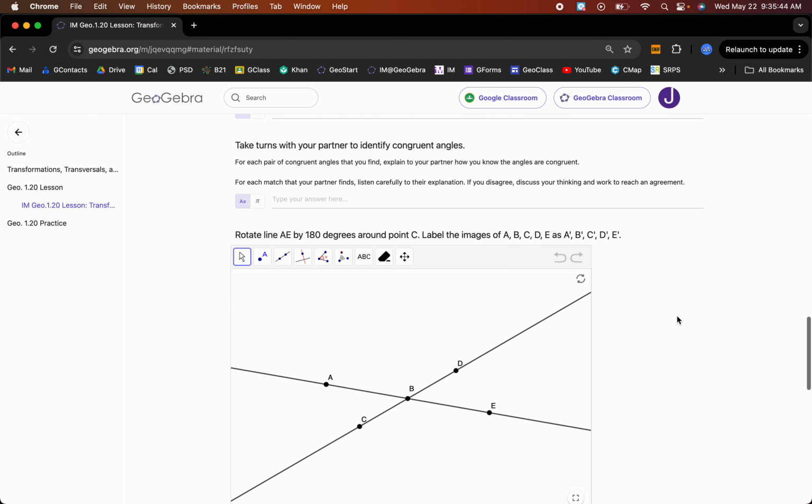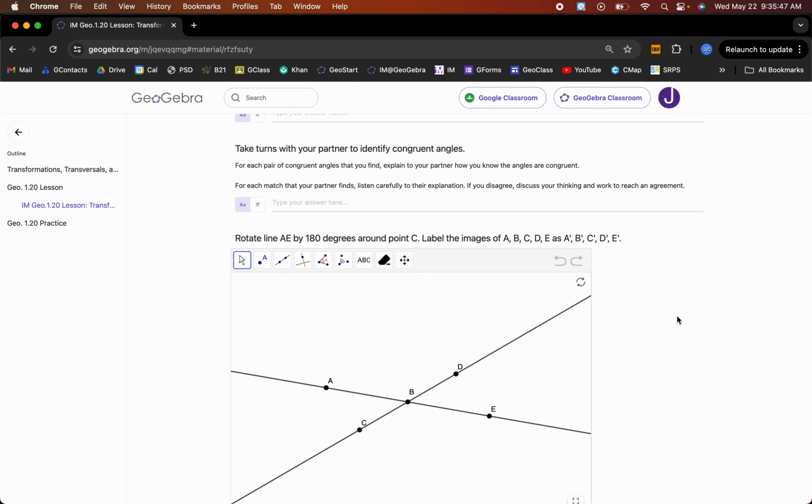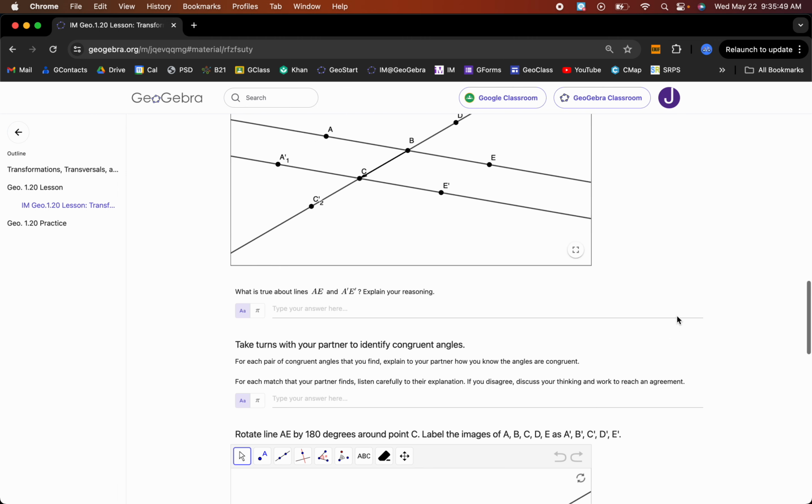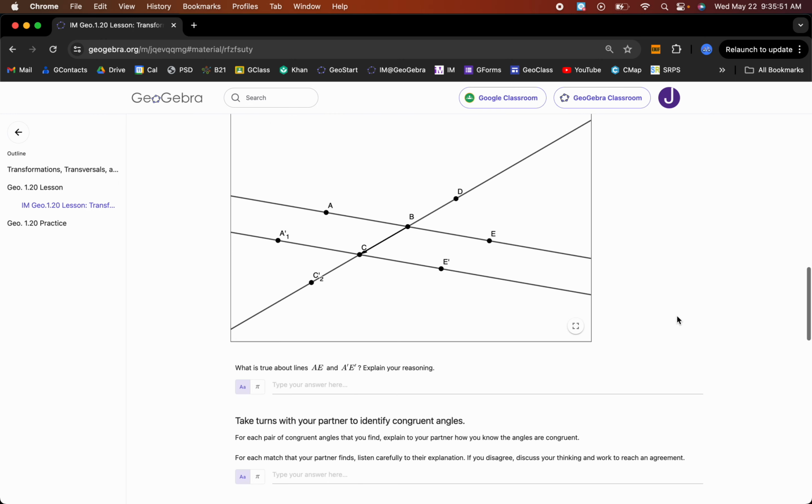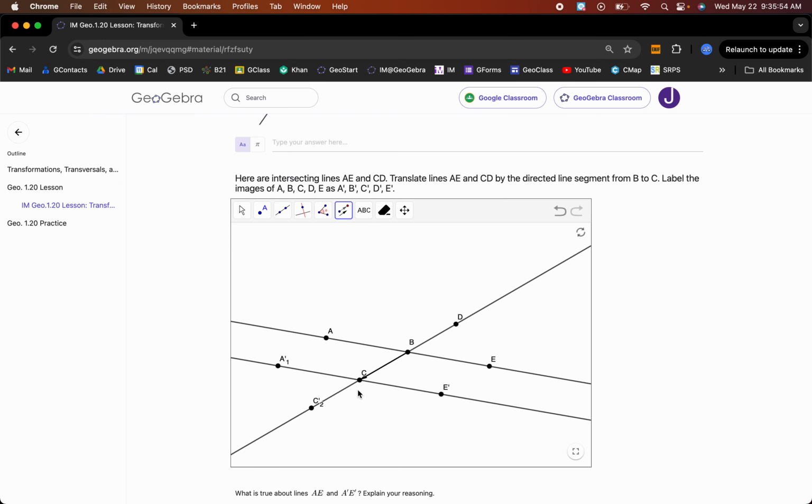Okay, congruent angles. For each pair of congruent angles that you find, explain to your partner how the angles are congruent. Okay, so let's see here. What are some congruent angles here? Well, ABD has to be congruent to CBE because they're vertical angles. DBE has to be congruent to ABC, right? This angle and this angle have to be congruent because they are vertical angles.